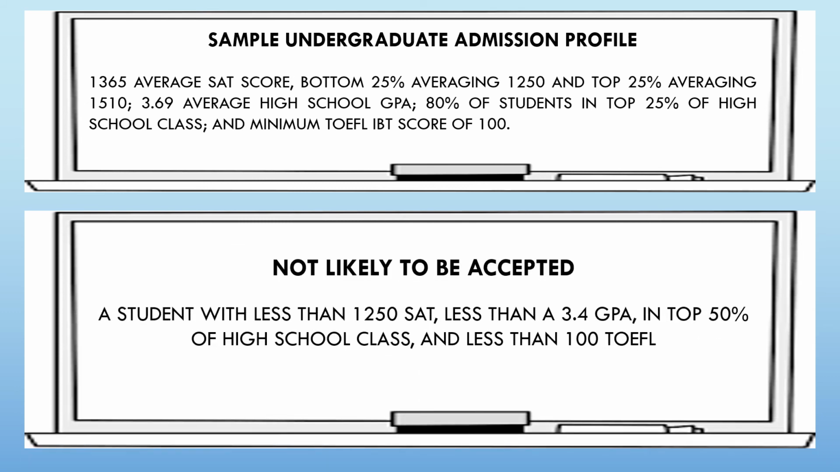And finally, here's a student with less than a 1250 SAT score, less than a 3.4 GPA, in the top 50% of their high school class, and with TOEFL scores less than the minimum required of 100. This student is not likely to be accepted by this institution.